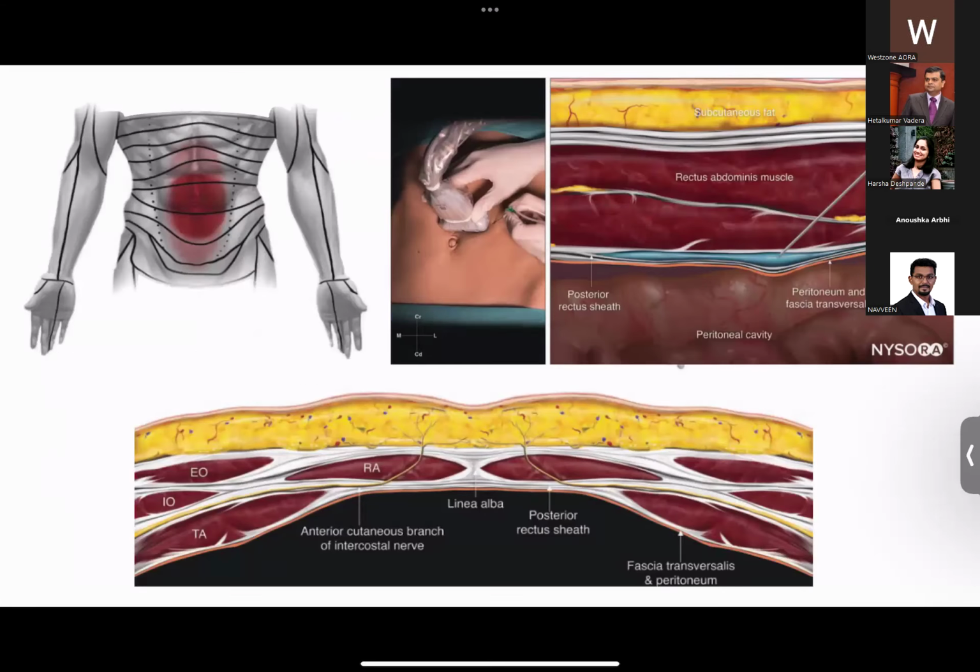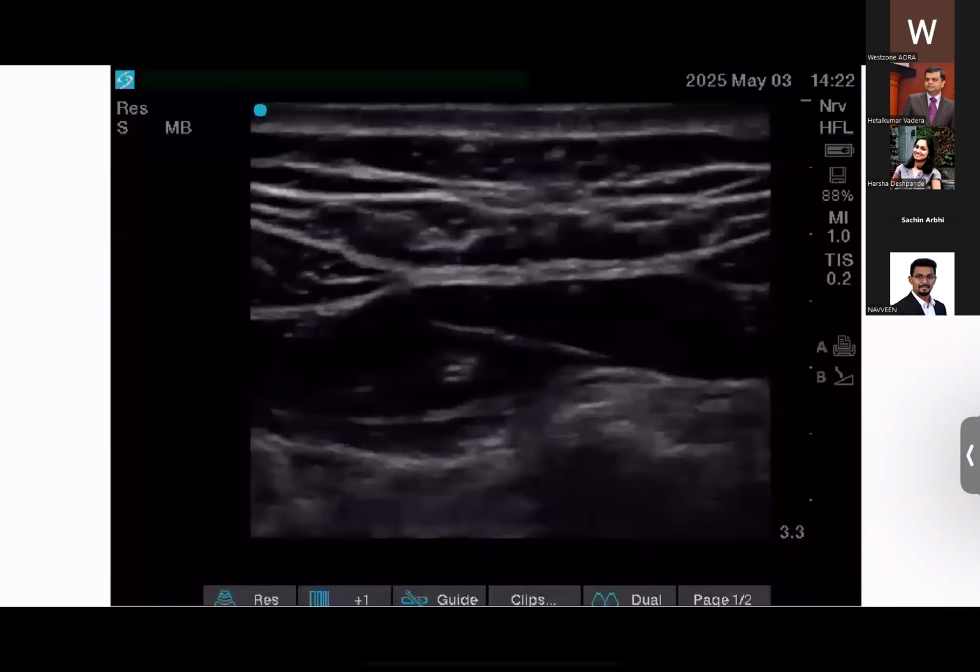Here we can see the transducer is placed just above the umbilicus, and we inject the needle in plane from lateral to medial side. After placing the transducer, we will first see the rectus abdominis muscle. We will appreciate the hyperechoic fascial plane above the rectus abdominis, that is the anterior rectus sheath, and below the rectus abdominis, that is the posterior rectus sheath.